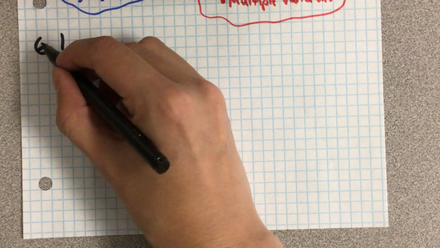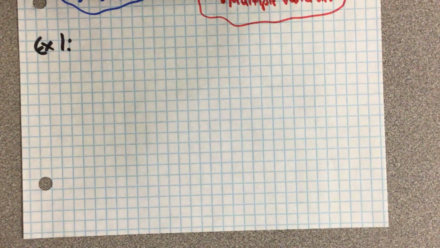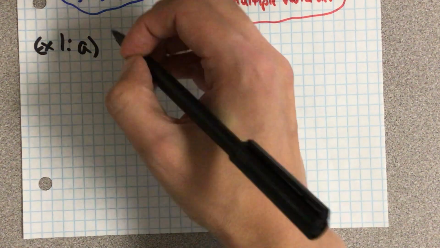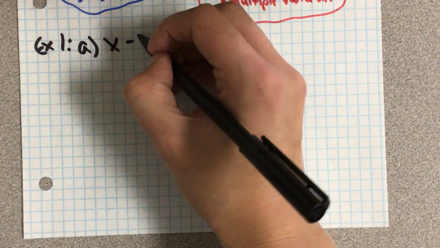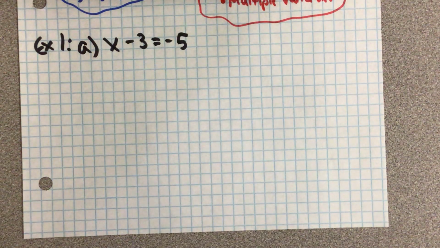So, for example 1, you can't see where I wrote "example," but this is number 1, we'll have A and B. Part A, our first problem will be x minus 3 equals negative 5. So if we think about what we just learned, our goal is to get our variable by itself, and the variable in this problem is x. And we need to do an inverse operation, or the opposite, in order to get x alone.